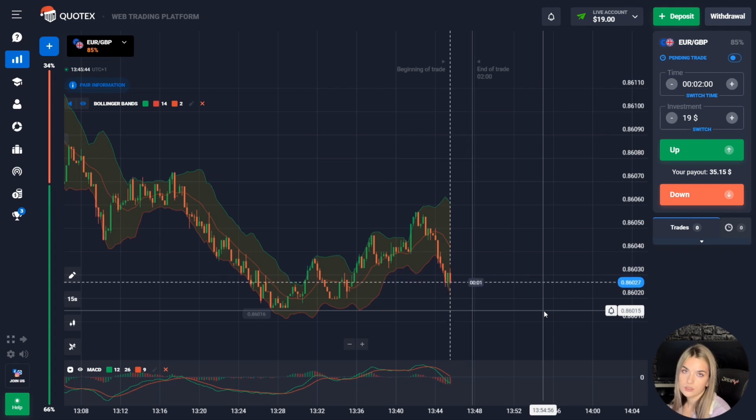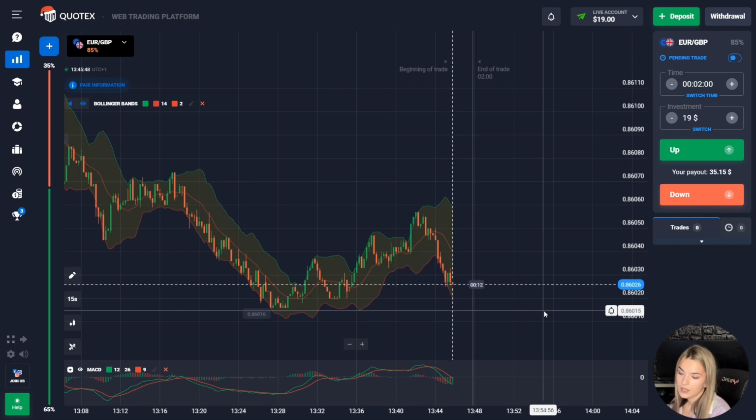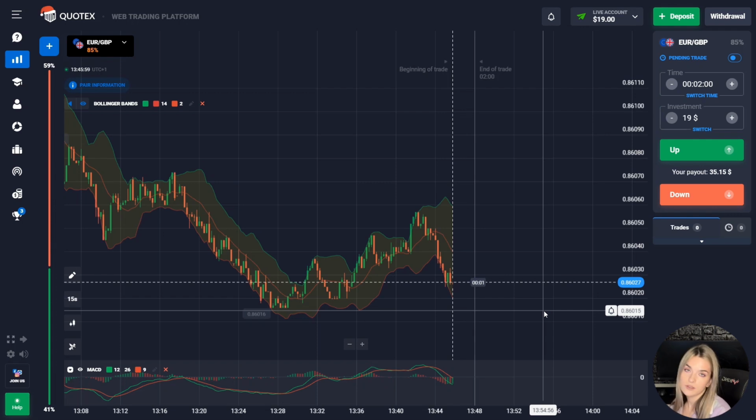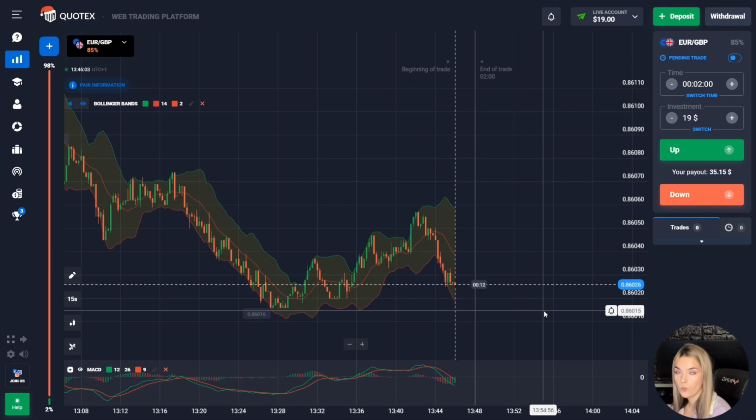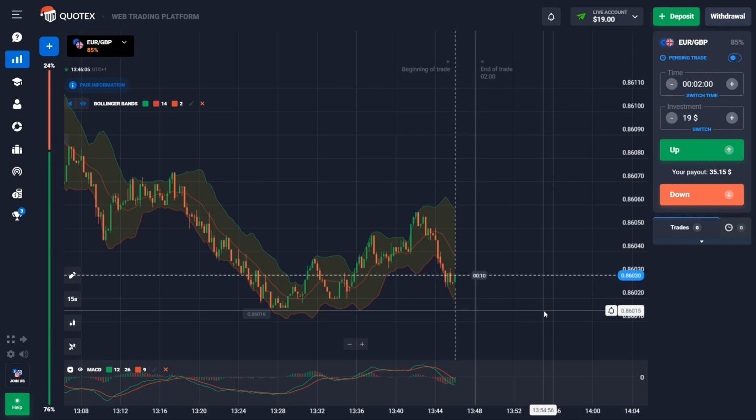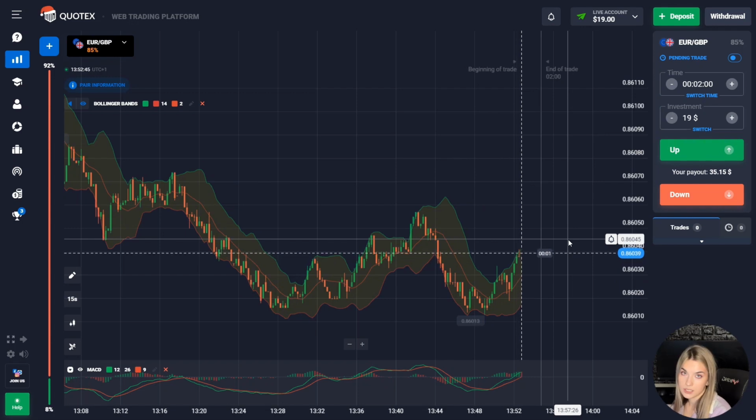Also guys, you will figure out how to choose entry points with these two indicators, and you will be able to apply this information in your own trading, so it's very useful. Also, I'm going to use a 15-second time frame today, and the time of my transactions will be from 1 to 2 minutes. Let's analyze the market situation and find the first entry point.